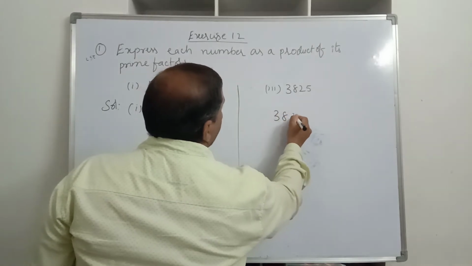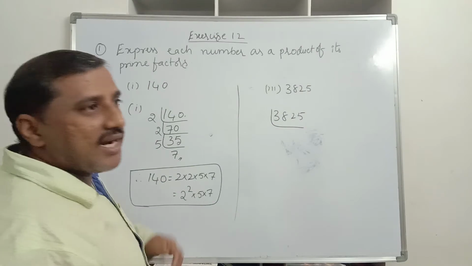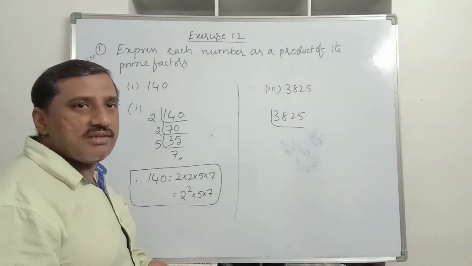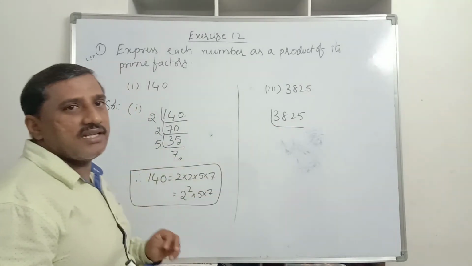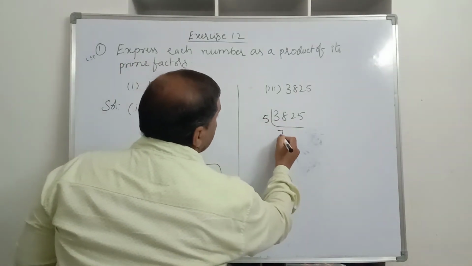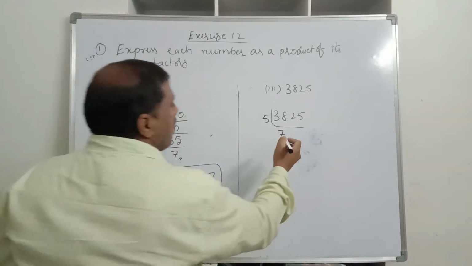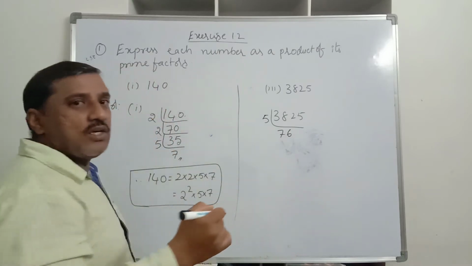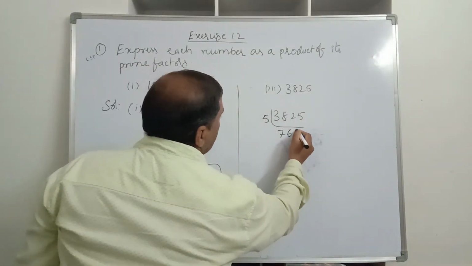Now 3825. In the units place we have 5, so directly you can divide by 5. The divisibility rule for 5: if the units place is 0 or 5, then the numbers are divisible by 5. So 5 sevens are 35. 38 minus 35 is 3. Bring down 2, 32. 5 sixes are 30. 32 minus 30 is 2. Then bring down 5, 25. 5 fives are 25.